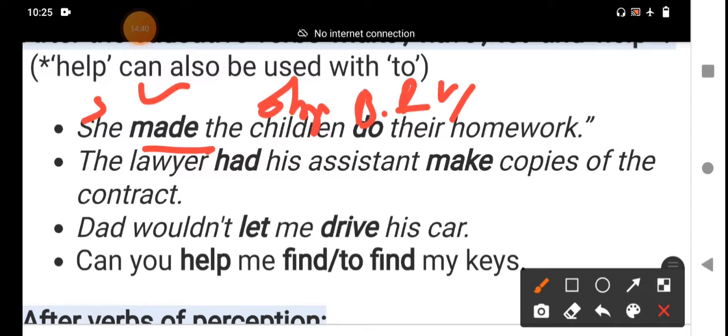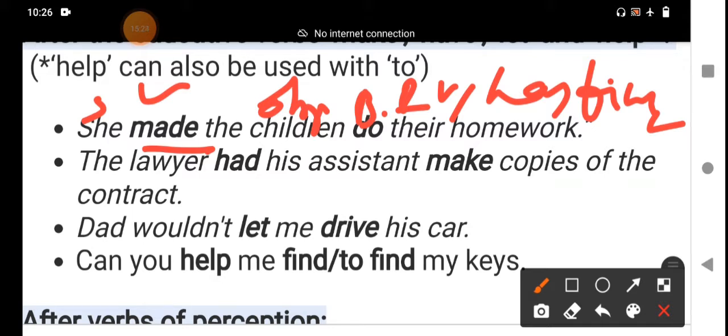These verbs have been used here, and modal verbs are already completed. And then we will go to the next verbs, causative verbs. Made means the action has finished. She made the children do their homework. That means the children have done the homework. They have completed their homework. That is the sense of the given sentence.